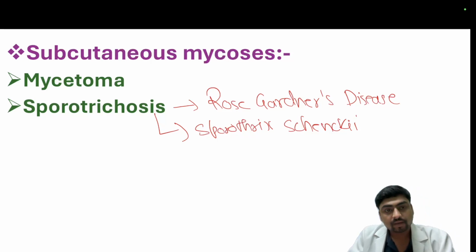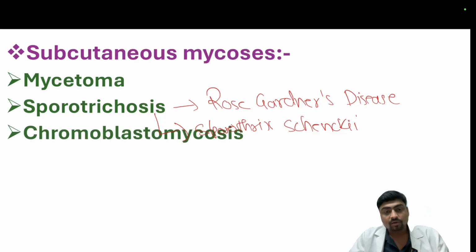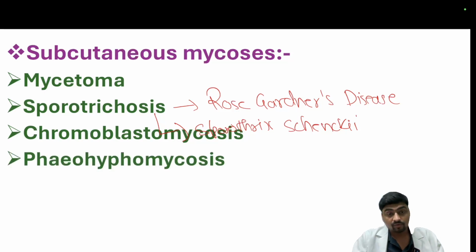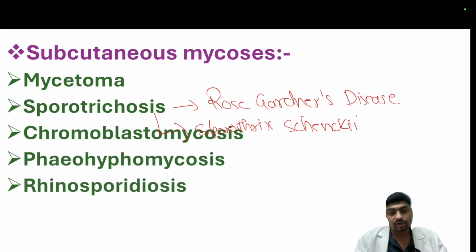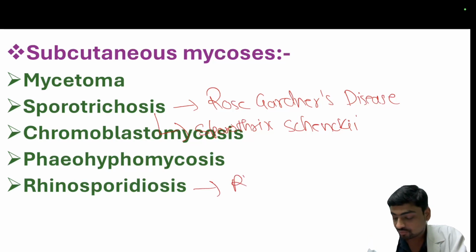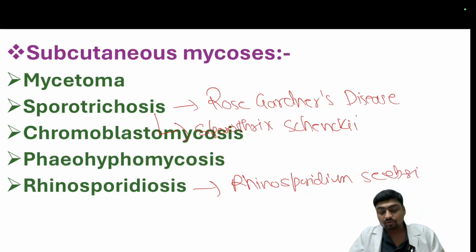Okay, mycetoma and sporotrichosis. Third, we have chromoblastomycosis, then phaeohyphomycosis, rhinosporidiosis. It is caused by Rhinosporidium seeberi. So under subcutaneous infections, we have mycetoma, sporotrichosis, also known as the rose gardener's disease, chromoblastomycosis, phaeohyphomycosis, and rhinosporidiosis. So today we will discuss in detail about mycetoma, a very important topic for NEET PG and INICET examination.